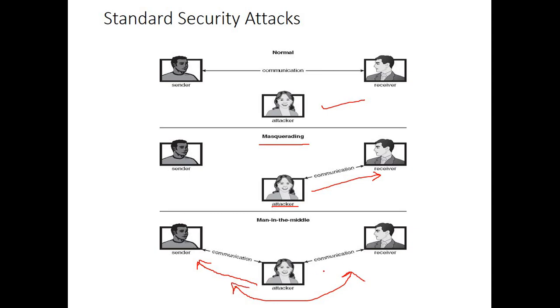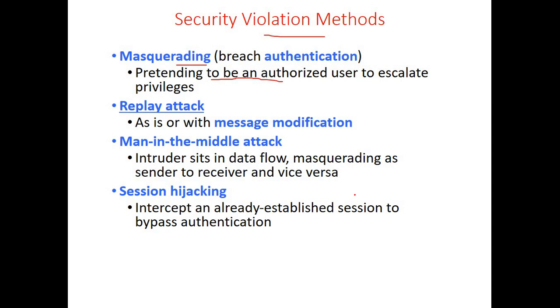The attacker replies to the sender as if the receiver is replying to his message. Similarly, the attacker gives a reply to the receiver as if the sender is replying to the receiver's message. In that way, the attacker will totally get the attention of both the sender and receiver, and then the attacker will communicate with them as if they are communicating originally. This is called masquerading: pretending to be an authorized user to escalate the privileges.